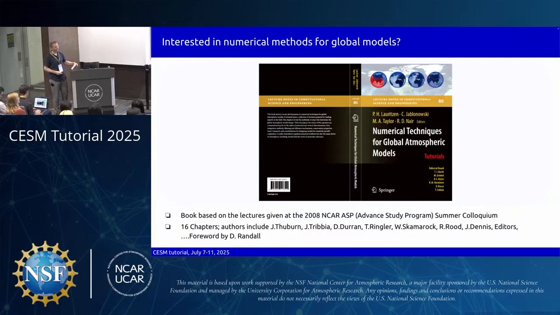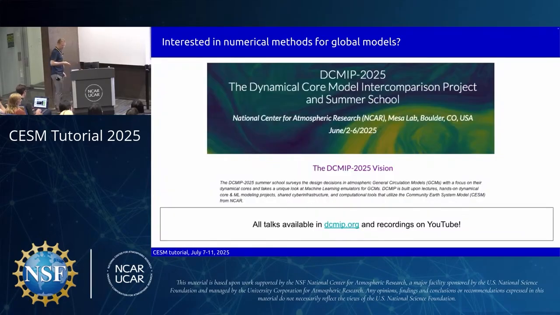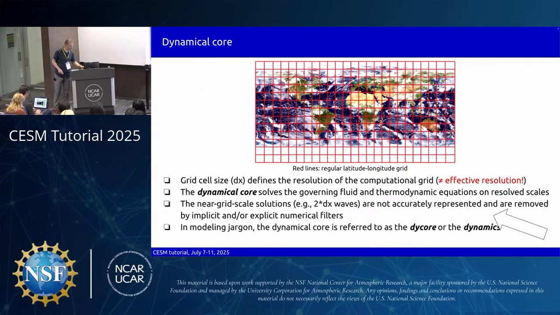I got 5 copies. But if you want some more recent information, in this room, back in June, we had what we call the Dynamical Core Intercomparison Project Summer School. It goes through all this stuff I've been mentioning here. You can go to that website and everything. All the lectures are on YouTube as well. So if you're interested, go there.